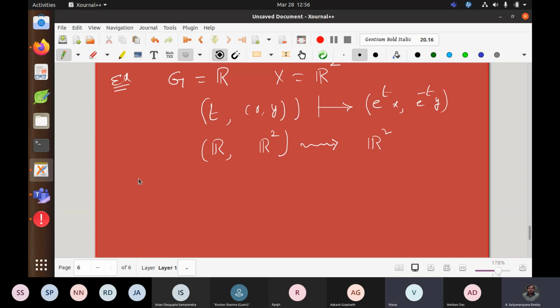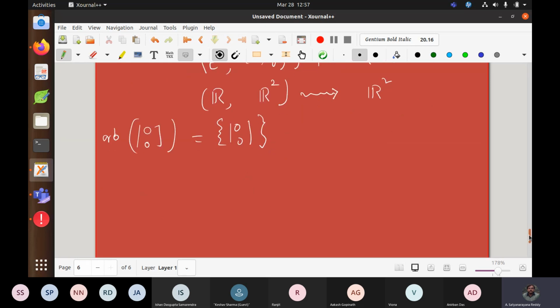So, orbit of 0. First thing we need to see: what is orbit of 0 comma 0? Tell me. Singleton zeros. Singleton, very good, correct answer. So it is not going anywhere. Whatever t you take, x comma y is 0 comma 0, then it is e power t 0, e power minus t 0, it is 0 0 only. So 0 0 cannot map to any other point.